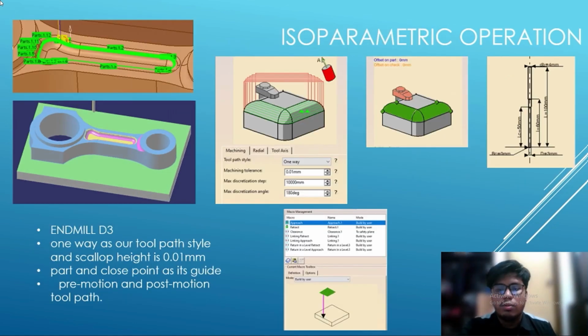For the last operation of this project, the isoparametric operation, we chose end mill D3 as our cutting tool. For the machining strategy for this operation, we chose one way as our toolpath, and the scallop height is 0.01 mm. We determined the two geometry selections, which are the part and the check surface as its guide. We adjusted the micromanagement for this process. We set up the plane for the cutting tool to define the pre-motion and post-motion toolpath. Finally, we ended this project by turning the programming into G-code, ready to set up for the machine.